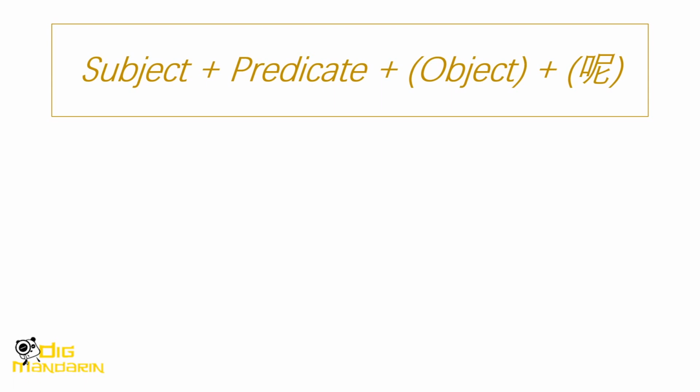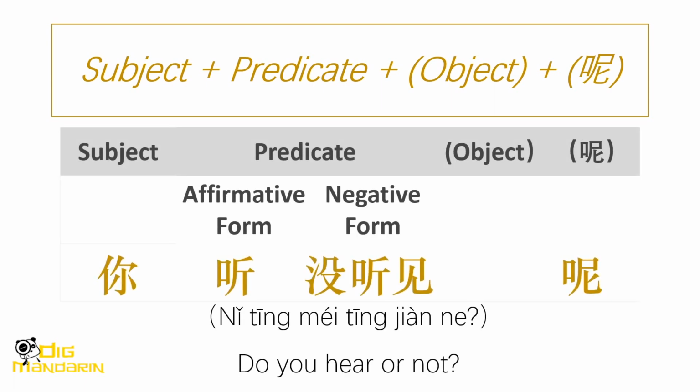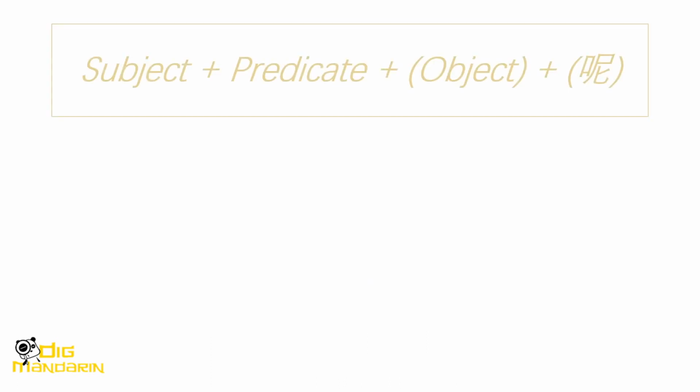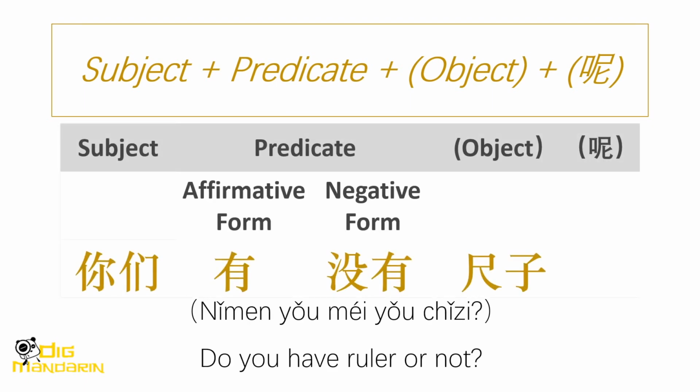Example 3. 你听没听见呢? Do you hear or not? Example 4. 你们有没有尺子? Do you have ruler or not?